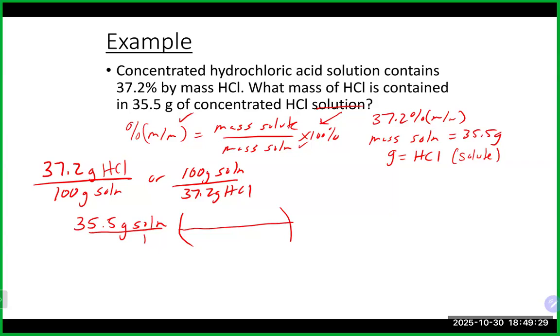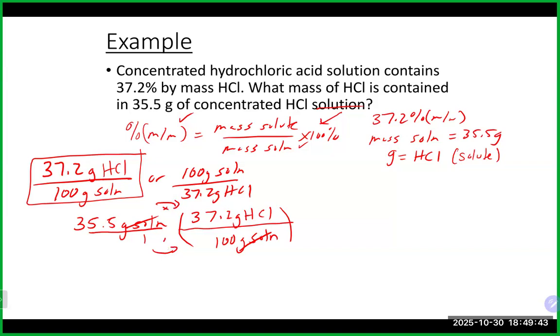So grams of solution are on top. I need them in the opposite location to cancel, so I have to use it like so. That way the grams of solution will cancel, multiplying the top and dividing the bottom. We'll take 35.5 times 37.2 divided by 100, which gives us about 13.2 grams of HCl. Obviously, if you just plugged and chugged into the equation, you're basically doing the exact same math, so you should get the same answer. Any questions on percent concentrations?